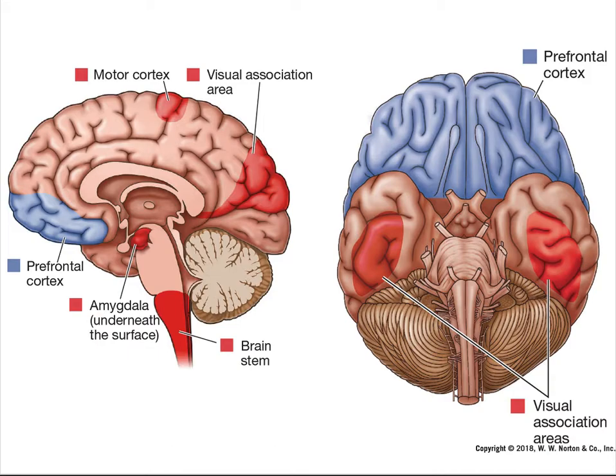Brain regions in REM dreams. These two views of the brain show the regions that are activated, shown in red, and deactivated, shown in blue, during REM sleep. As seen here from the side, the motor cortex, the brainstem, and visual association areas are activated, as are brain regions involved in motivation, emotion, and reward, for example, the amygdala. The prefrontal cortex is deactivated. As shown here from below the brain, other visual association areas are activated as well. This view also reveals the full size of the prefrontal cortex.